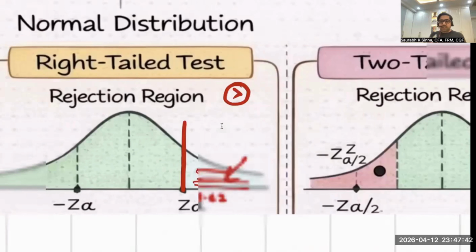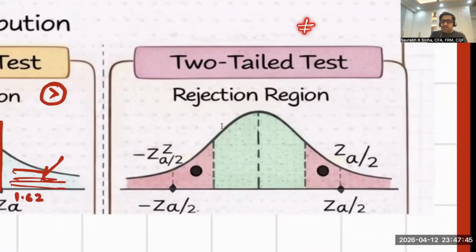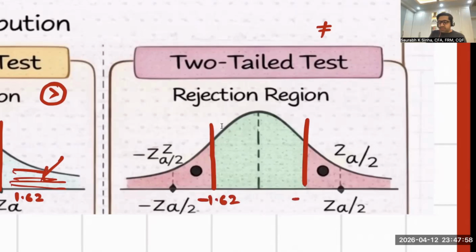If it is a two-tail test, how do you say it is a two-tail test? If there is a not equal to sign in the alternate hypothesis, it is a two-tail test. So you create two boundaries, negative 1.62 and positive 1.62. If your test statistic, which could be positive or negative, falls in these regions, then you reject the null hypothesis. If it falls in this region, then you fail to reject the null hypothesis, or you accepted the null hypothesis. This is what we're going to be doing.